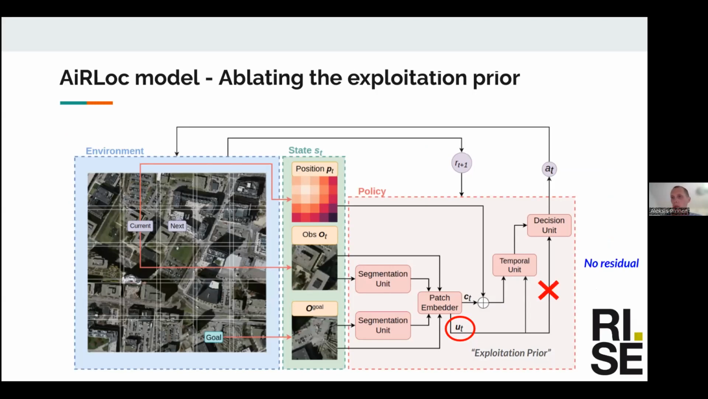So the first version is that we call no residual. It omits using it in the decision unit. And why it's called no residual is because if it is used, we call it a residual connection. This is because the decision unit essentially has to learn only the residual between the output suggested by the patch embedder and the reinforcement learning system. And then we also omit it altogether in another ablation, and we call that no prior.